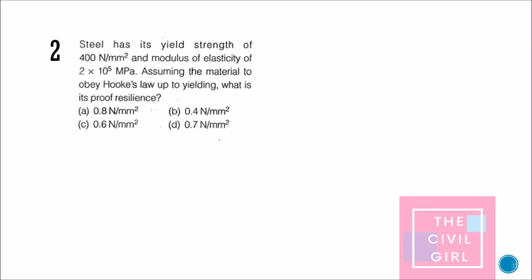Next question. Steel has yield strength of 400 Newton per mm square, and modulus of elasticity they have given. Assuming the material to obey Hooke's law up to yielding, what is the proof resilience? So what is proof resilience? What is resilience first of all?